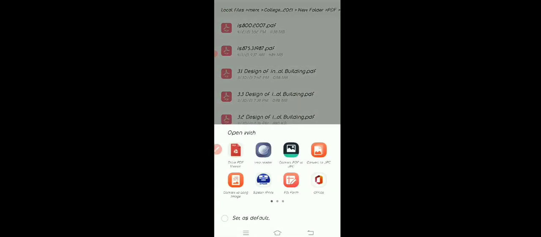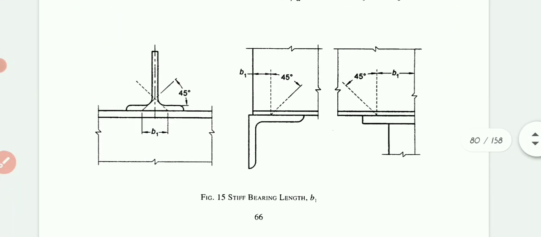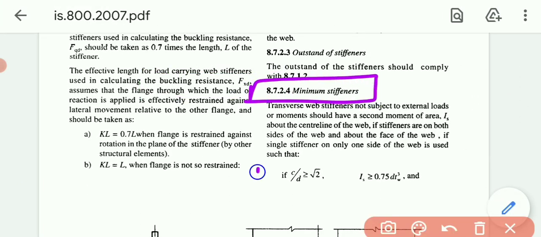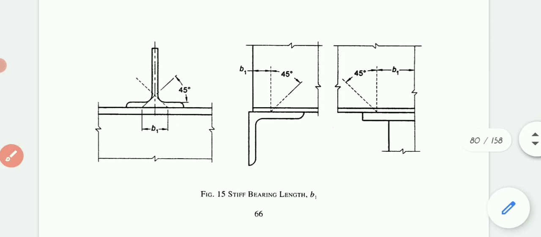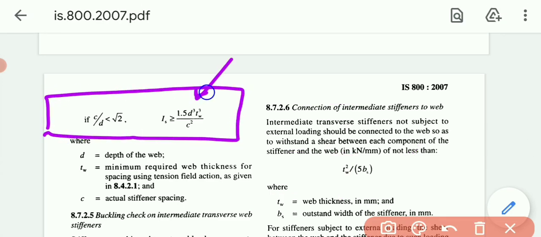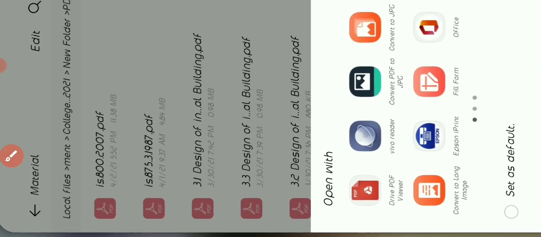They have given the criteria over here on page number 66, clause number 8.7.2.4, minimum stiffener. If C by D is greater than or equal to root 2, then Is should be greater than 0.75 times D tw cube, or if C by D is less than root 2, then Is should be greater than or equal to 1.5 times D cube tw cube divided by C square, where D is the depth of web, tw is the thickness of web, and C is the spacing between the stiffeners. So we have all the values, so let's calculate these parameters.